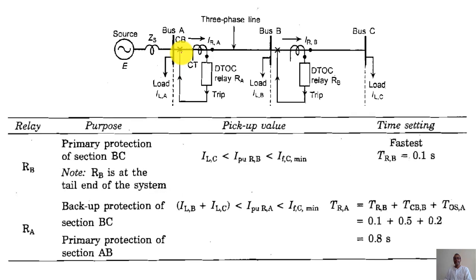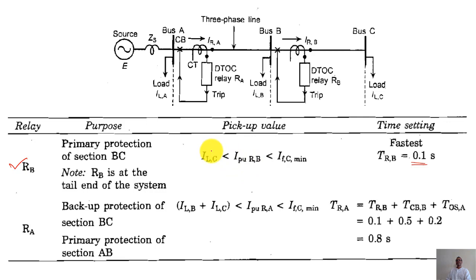Here is one example through which it is demonstrated. This is a three-phase line, and it is the same example we are continuing, with some values taken here. We have taken TRB, the operation time of relay B, as 0.1 second. It operates instantly, but still it will take some time, so let us say that is 0.1 second. And the pickup value for relay B will be set. How will it be set?